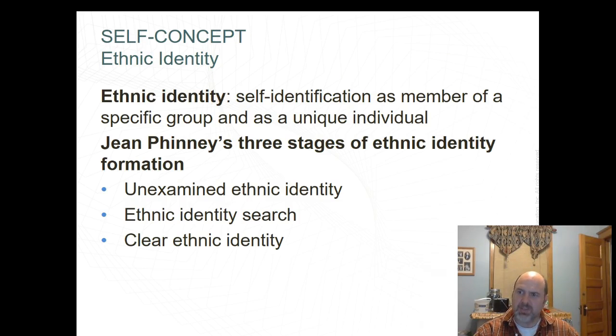Jean Phinney's 3 stages of ethnic identity formation: the unexamined ethnic identity includes negative images and stereotypes common in the wider culture, and how one's own group is perceived by the majority culture. Next is the ethnic identity search. It's triggered by some experience that makes ethnicity relevant. And finally, the clear ethnic identity results from the resolution of conflicts and contradictions.